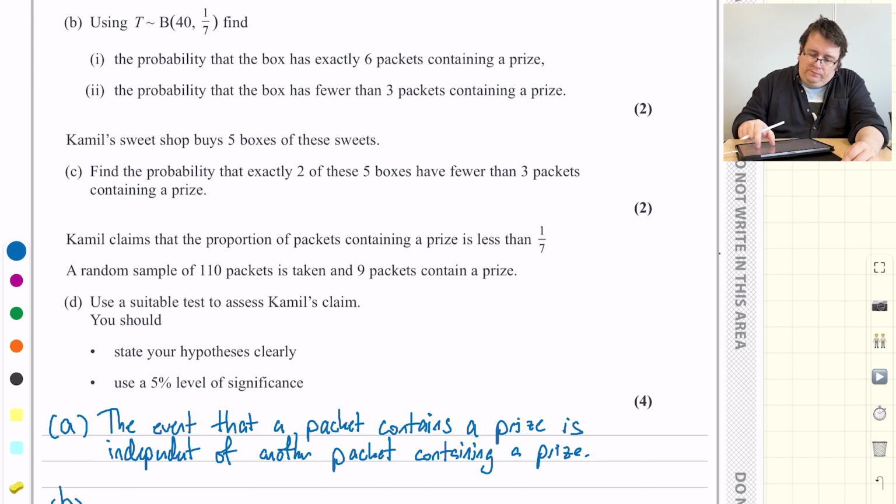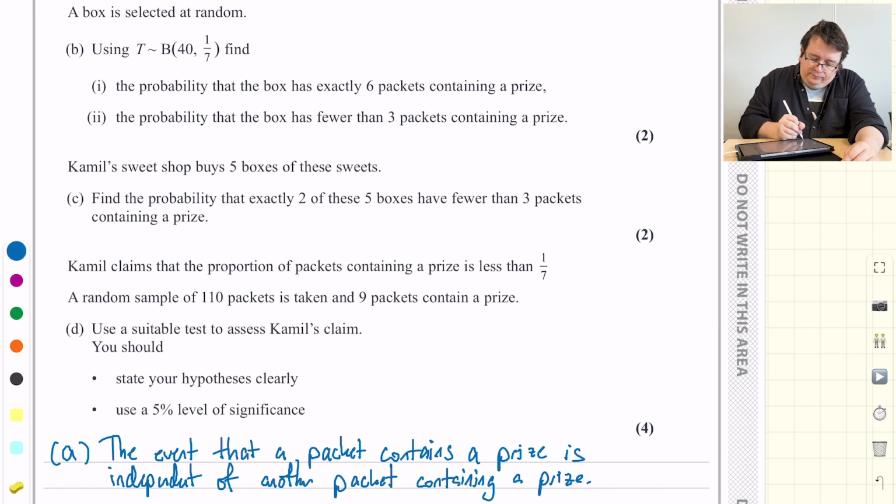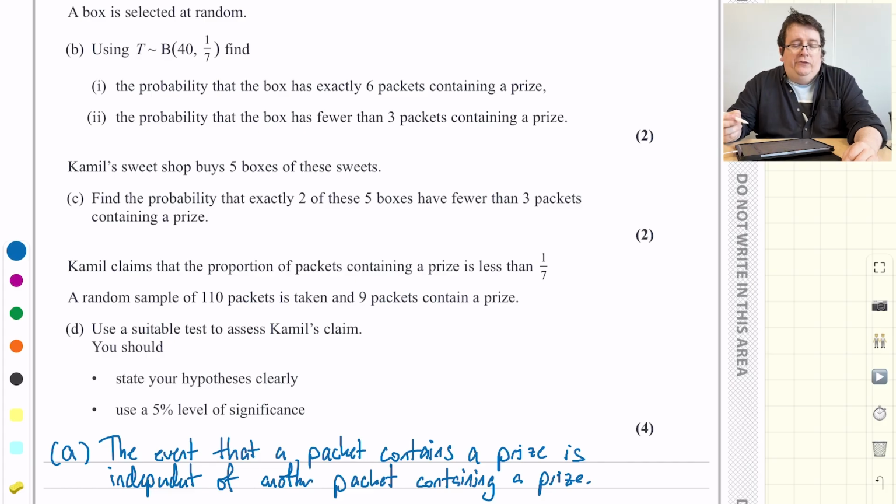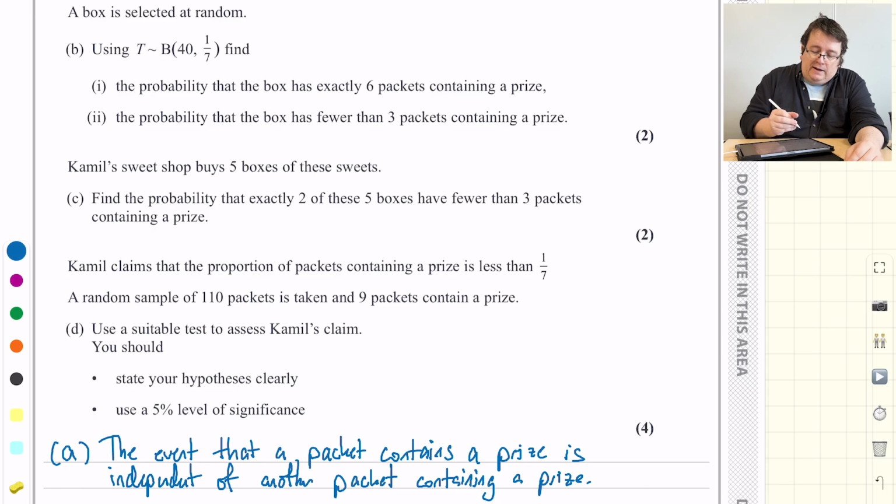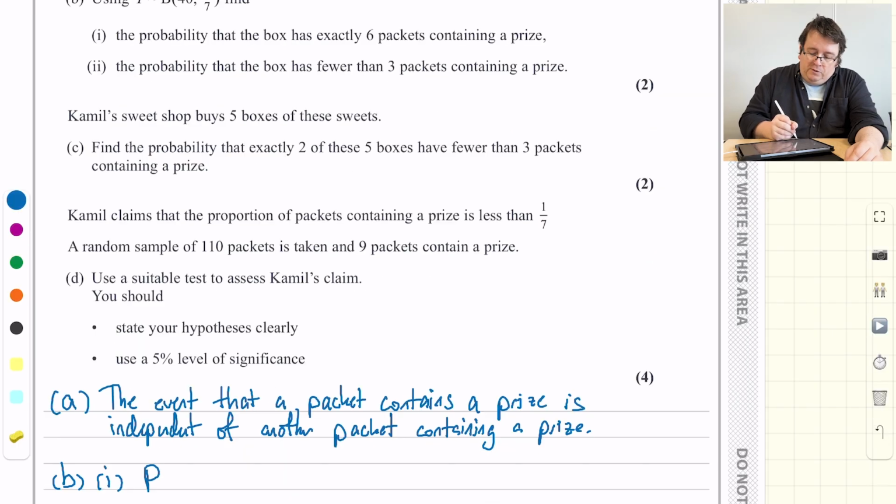Okay, so part B, a box is selected at random. T is a binomial distribution with n is 40 and p is 1/7. Find, part 1, the probability that the box has exactly 6 packets containing a prize. So the probability of T being equal to 6.